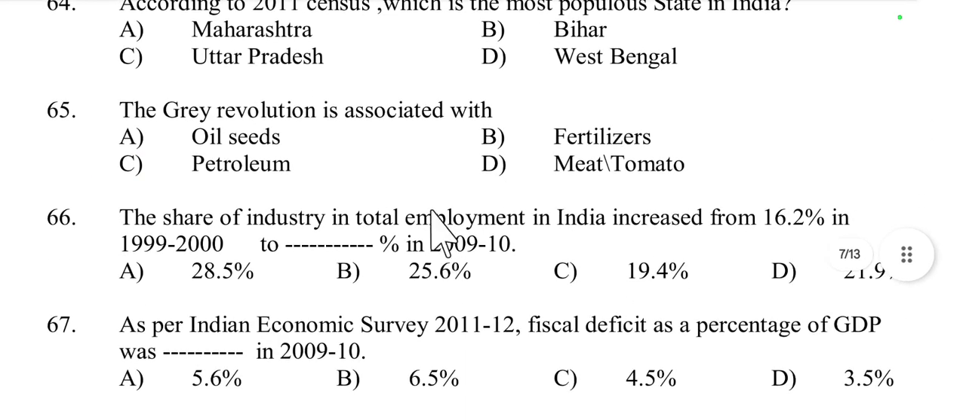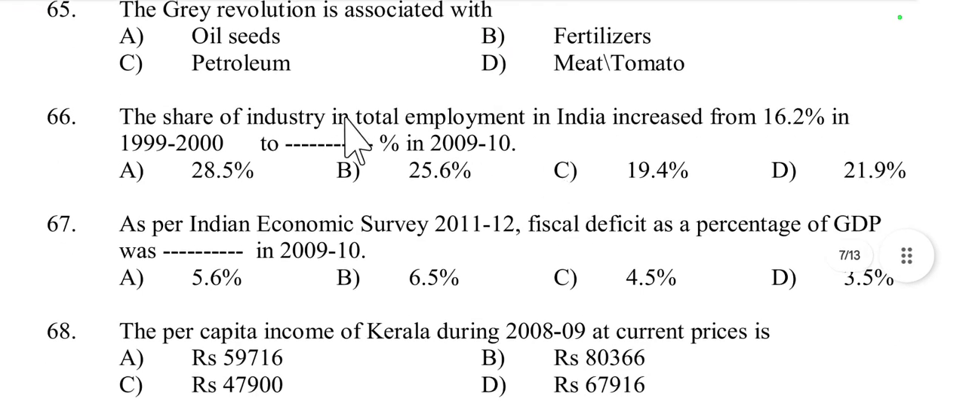Then question number 65, the Green Revolution is associated with: oil seed, fertilizer, petroleum, or meat? The Green Revolution is related to fertilizers. The Green Revolution refers to increased fertilizer production and use. Then question number 66, the share of industry in total employment in India increased from 16.2% in 1999-2000 to 19.4% in 2009-10.